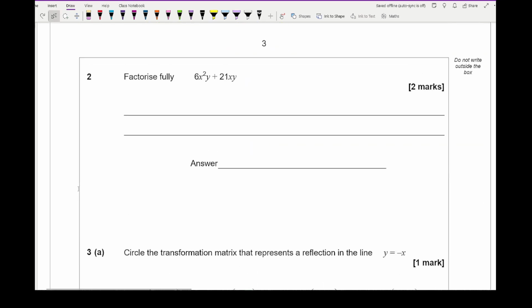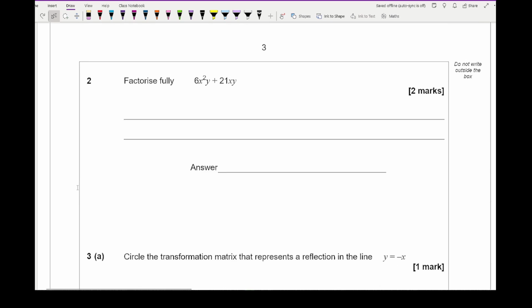Moving on to question 2, it says factorise fully, and we've got 6x squared y plus 21xy. So what we want to look at is what is common in both the first term and the second term. So looking at the numbers, the highest common factor of 6 and 21 is 3. Both terms have got x, so we take out the lowest power of x, which is just a single x, and both terms have got a y, so I can take that out.